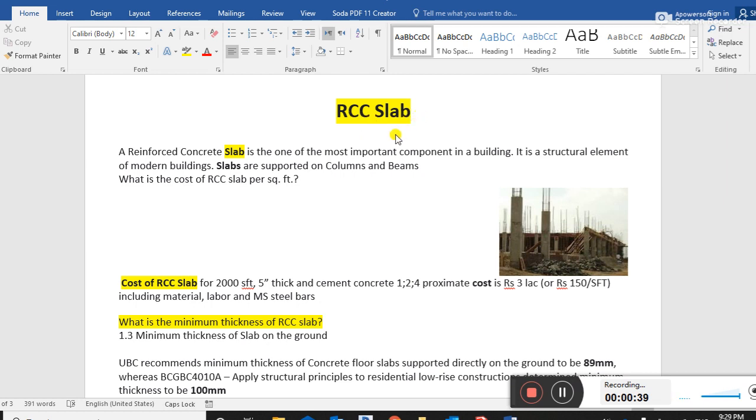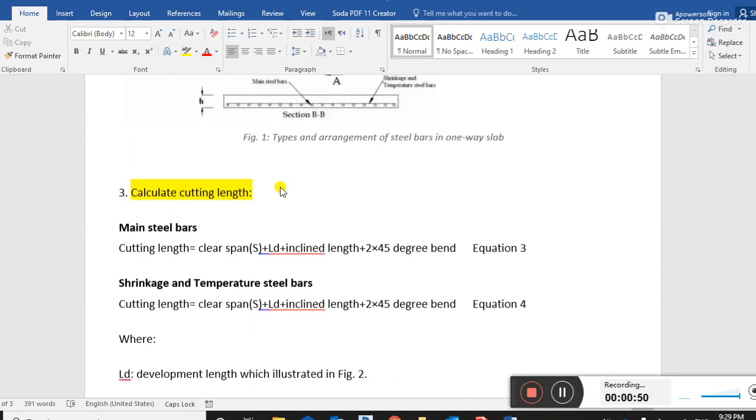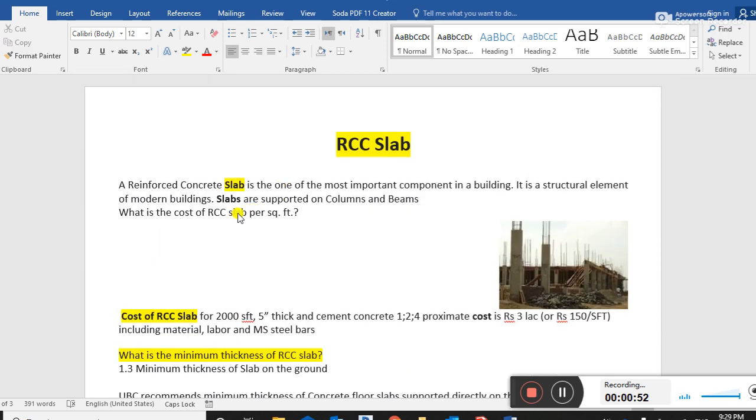In this session I also want to discuss a new topic: RCC slab and all types of slab, and calculation of steel quantity on the slab, and all these things. We'll discuss it here one by one. We'll jump on it. What is RCC slab? Guys, a reinforced concrete slab is one of the most important components in a building. It is a structural element of modern buildings. Slabs are supported on columns and beams.